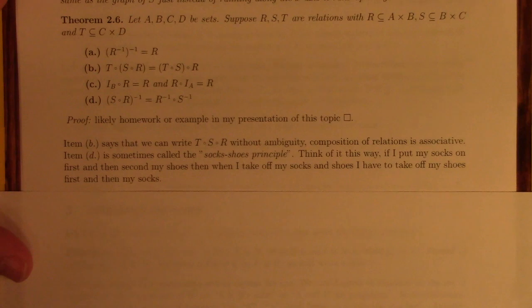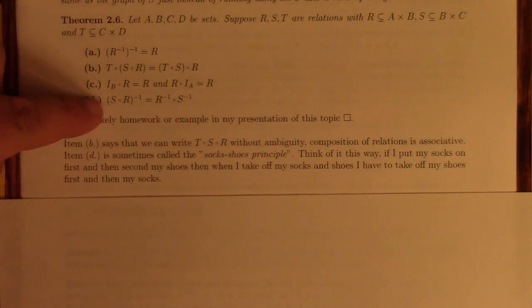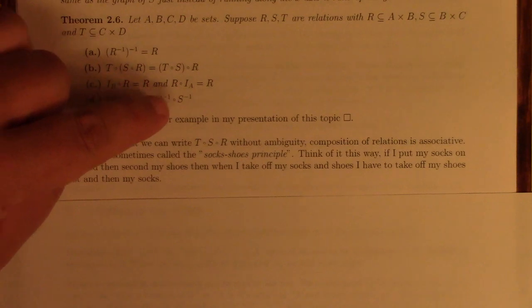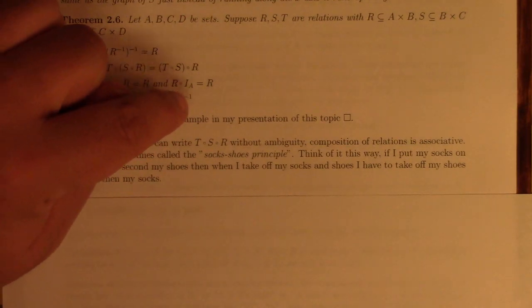Item B says that we can compose T composed with S composed with R without ambiguity. In other words, the composite of relations is associative. And as I was saying, this is like the sock-shoes principle. If I put my socks on first and then I put my shoes on second, right? Then when I take them off, the inverse, I have to first take off my shoes and then take off my socks. The other way around.